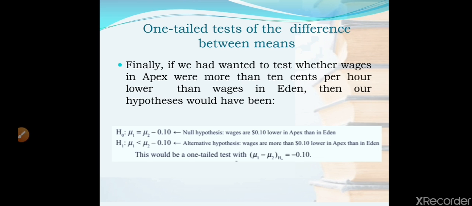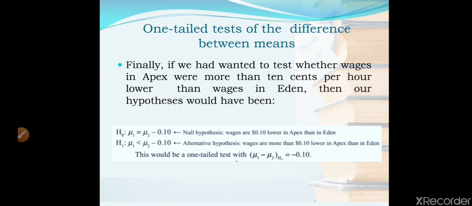And finally, if we had wanted to test whether wages in Apex were more than 10 cents per hour lower than wages in Eden, again, since we have been asked lower than or more than, it would be a one-tailed test. Again, the difference between these two has been provided as 10 cents. So it is a one-tailed test, but mu1 minus mu2 under H0 is given as minus 0.10. Our null hypothesis is mu1 is equal to mu2 minus 0.10, and the alternative hypothesis is mu1 is less than mu2 minus 0.10.